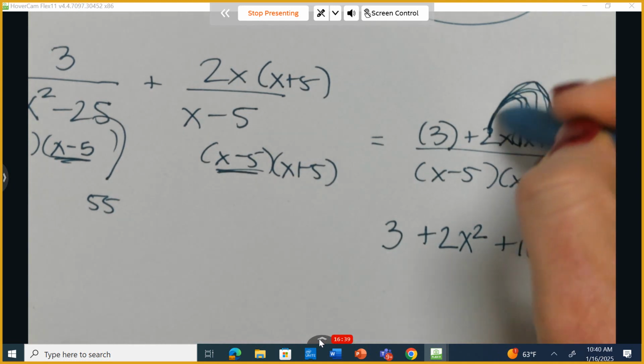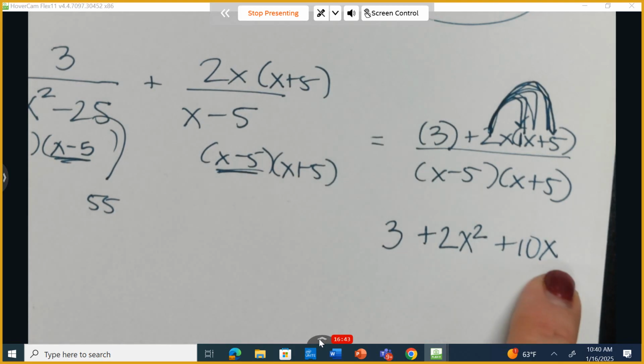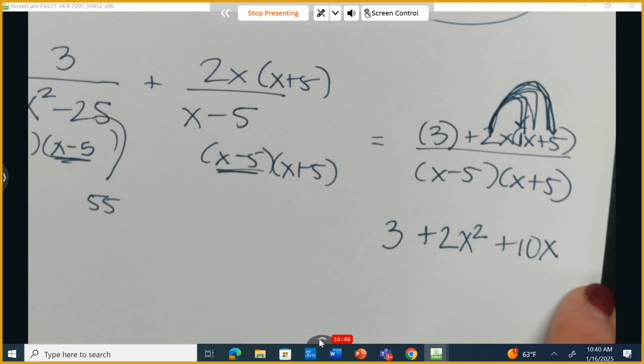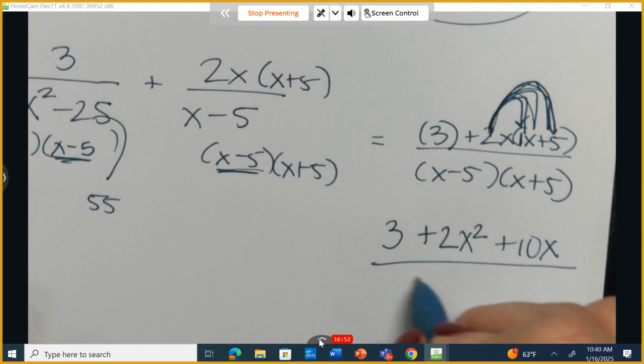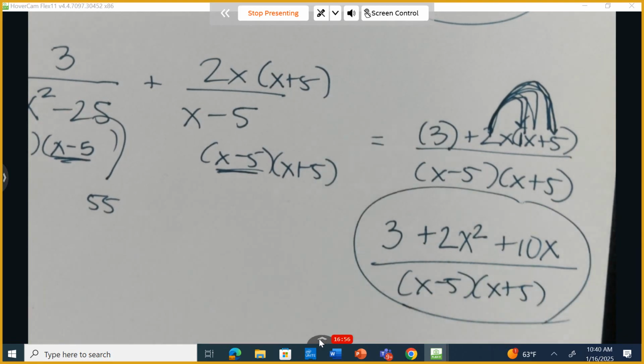How many x's in the second one? 1x. None of these can be combined because this is a single number, no x's. There's nothing else, single number. This has an x squared. None of these have an x squared. This has an x. Nothing else can occur. I have x minus 5 and x plus 5, and I fully simplified this problem.